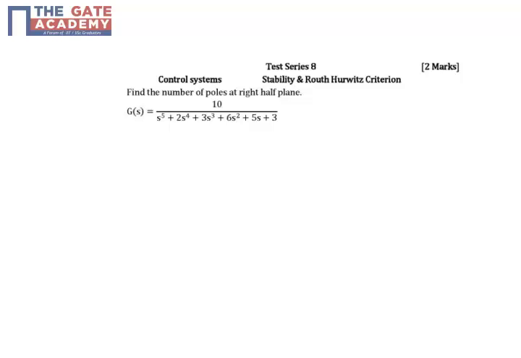In this question, we have to determine the number of right-hand poles of the system with open loop transfer function G(s) = 10 / (s^5 + 2s^4 + 3s^3 + 6s^2 + 5s + 3).